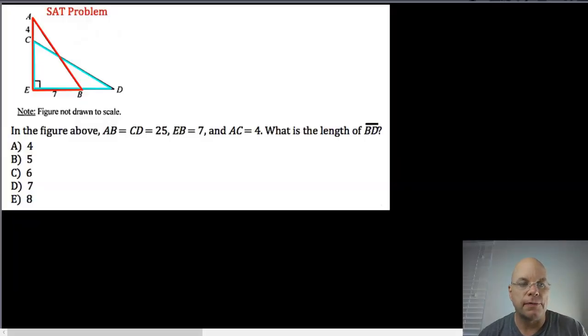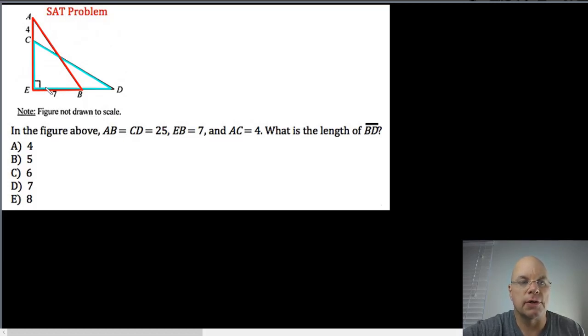Okay, problem 5 on the review is a pretty challenging problem. It's an SAT test preparation problem. It says in the figure above, first of all, it says the figure is not drawn to scale. So you can't estimate measurements, you have to calculate them using the Pythagorean theorem. In the figure above, AB is equal to CD.